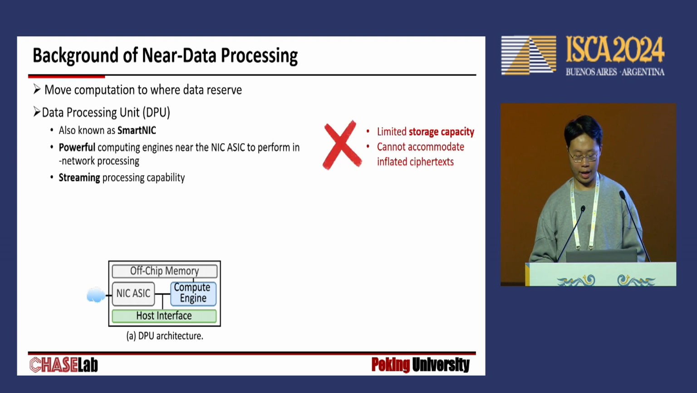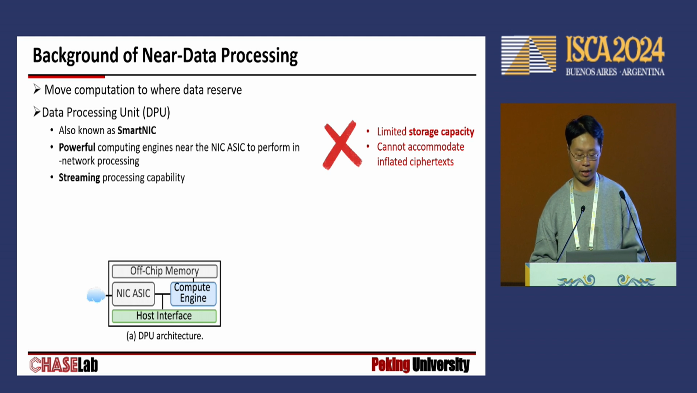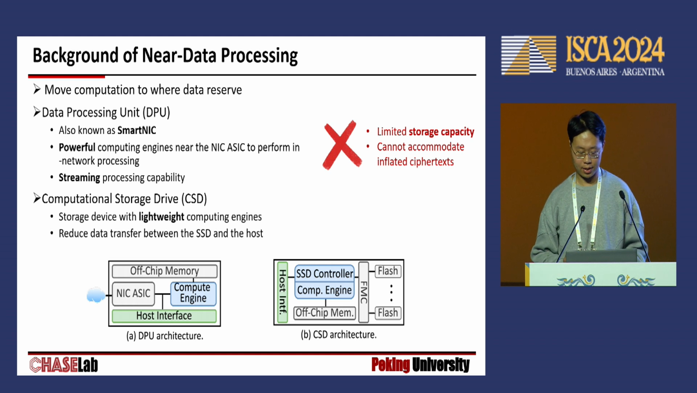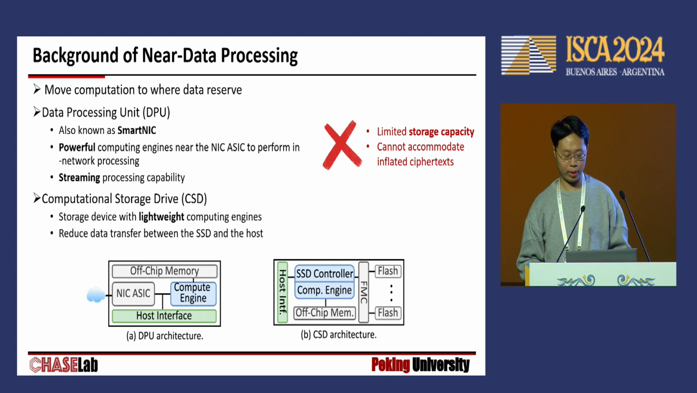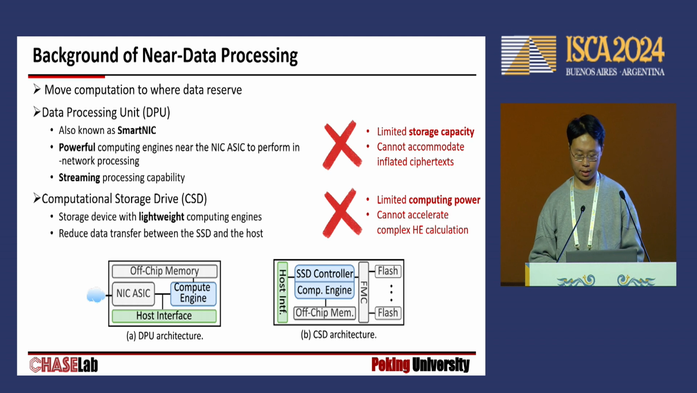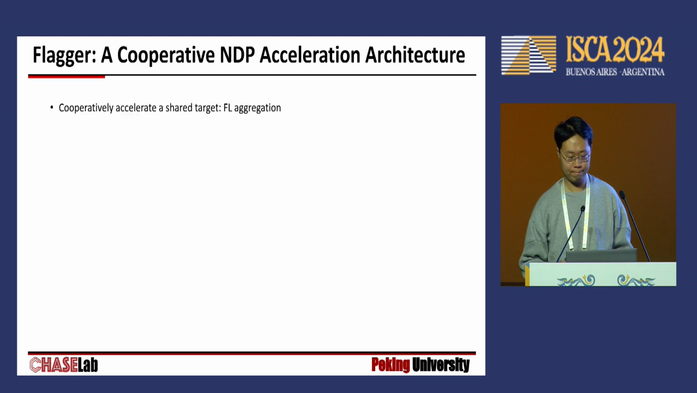However, leveraging the DPU alone cannot accelerate FL aggregation because the memory capacity of the DPU is too limited to accommodate all the inflated ciphertexts. Another type of NDP accelerator is the computational storage drive, or CSD. Although the CSD has large-capacity flash chips to store all the model gradients, using only the CSD to accelerate FL aggregation is not a good idea either, because its limited computing power is not sufficient for the computation. We observe that the pros and cons of DPU and CSD seem to be complementary, so can we utilize both of them to accelerate FL aggregation?